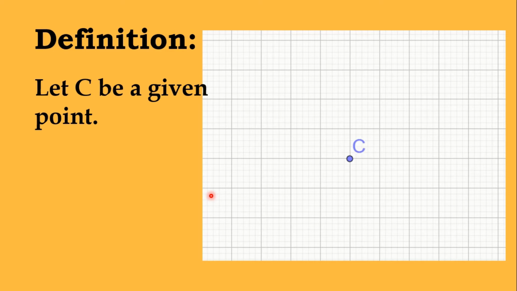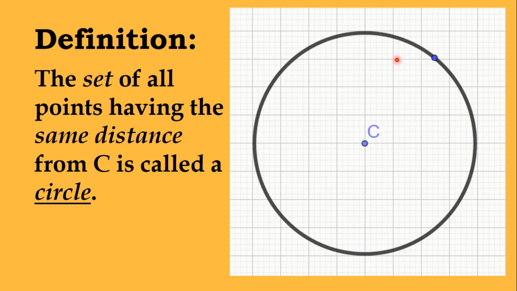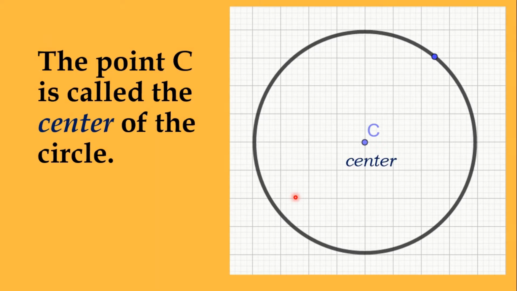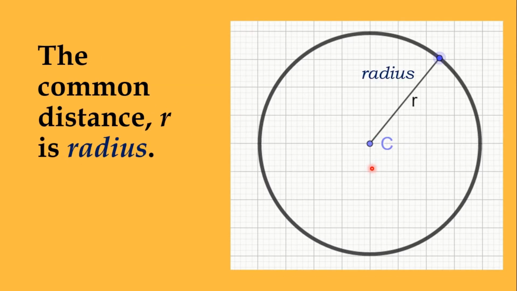Let C be a given point on the plane. The definition says the set of all points having the same distance from C is called a circle. The point C is called the center of the circle. The common distance r is the radius.